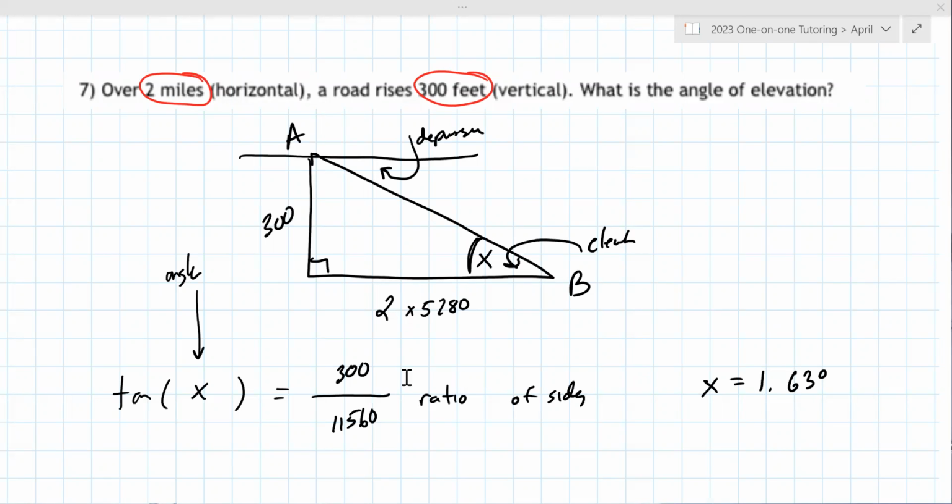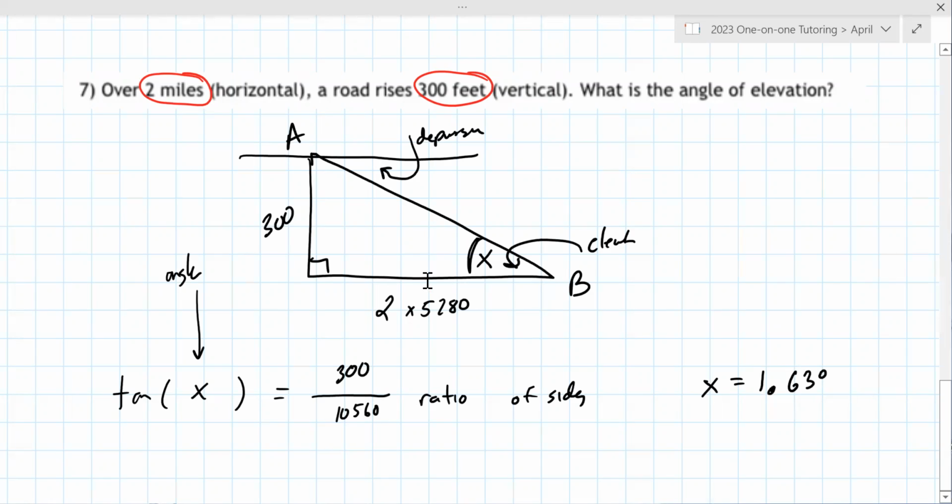Okay, so the multiplication is incorrect. That's why. Just be careful on that. It's 10,560. That's the issue. So it is 1.63 degrees. 1.63. There we go. Now, conceptually, you're out driving on the road.